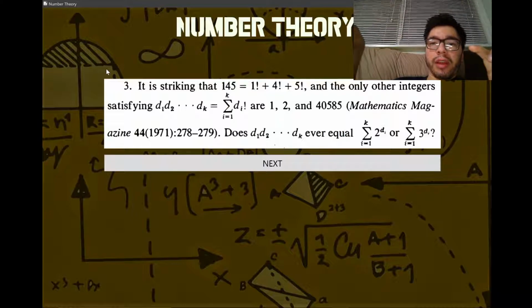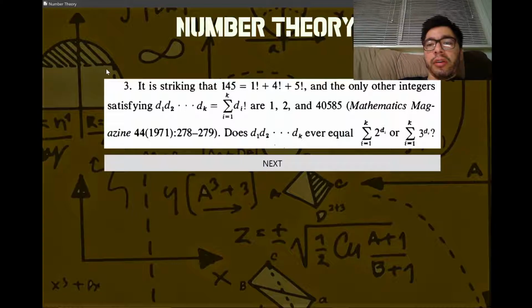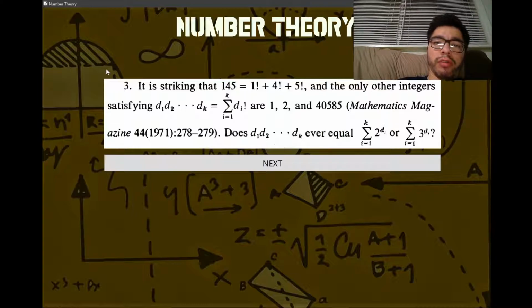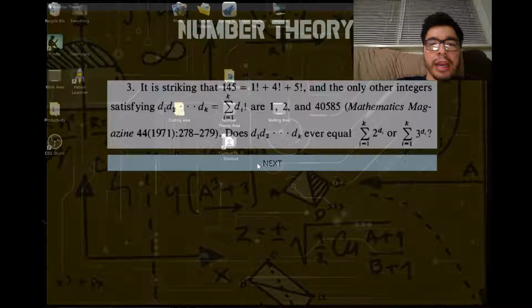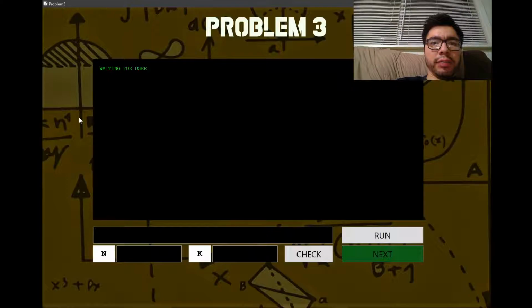5 times, and if it is 6, it's going to sum it 6 times, and same for the other. For 3 to the d, depending on the value of k, it's going to sum that one. And it's asking whether that is equal to d1, d2, all the way up to dk. I'm going to continue. Next, here is my problem 3.